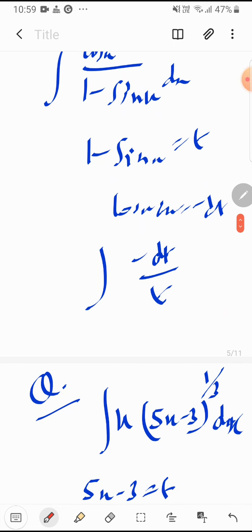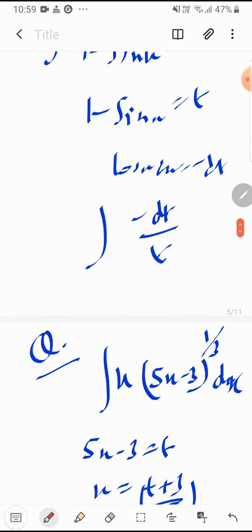Next is integral of x into (5x minus 3) whole raised to the power 1 by 3. Now the problem here is that the binomial has a fractional power. So if we can shift this power to a monomial, then our problem will be solved.